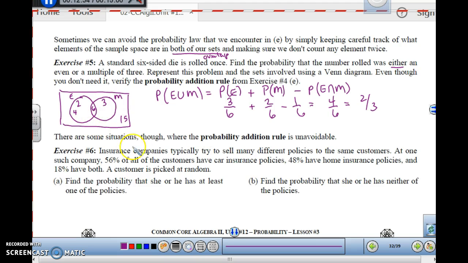So the Venn diagram can help you organize your thoughts, but be aware that when you're doing the OR, you have to make sure that you take out the overlap.